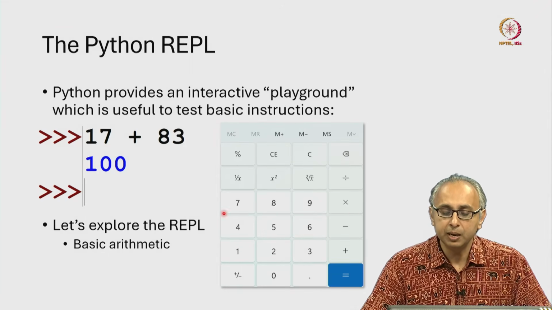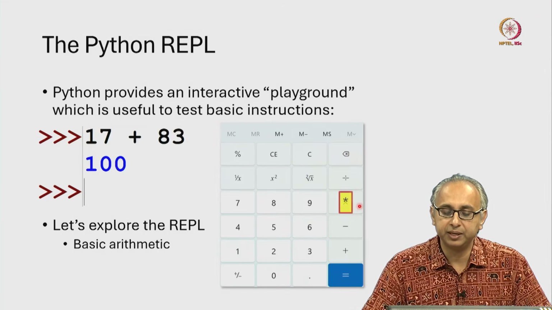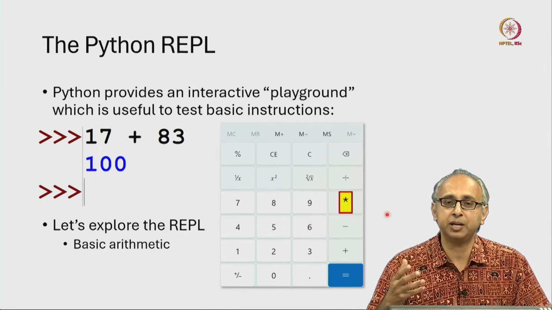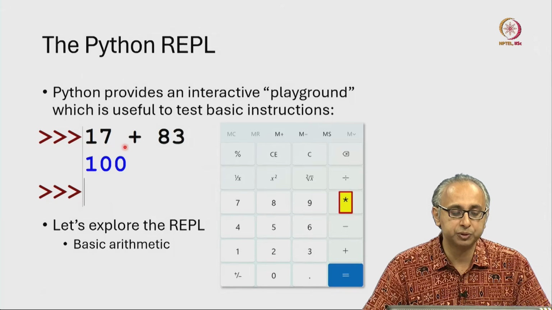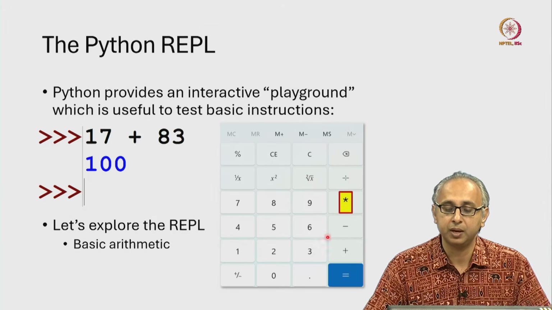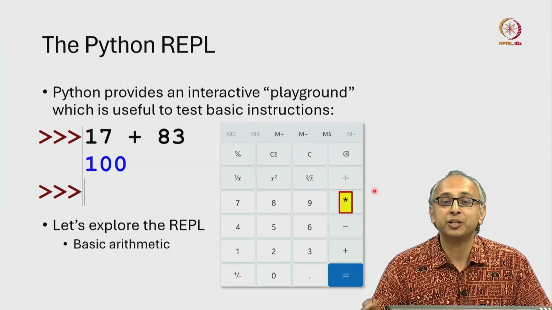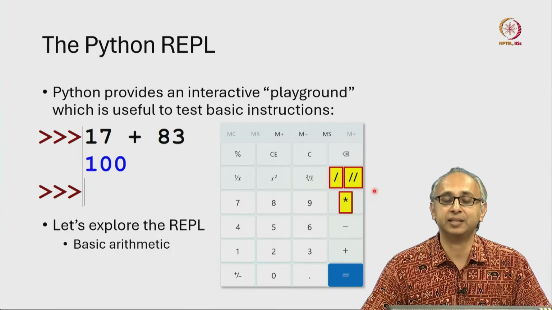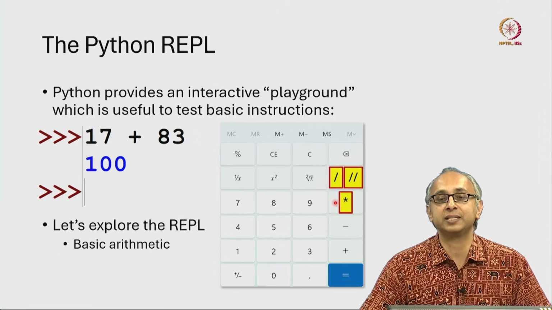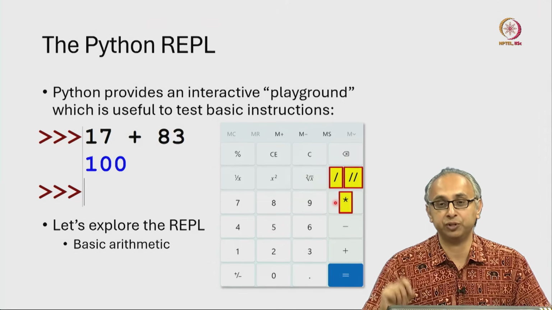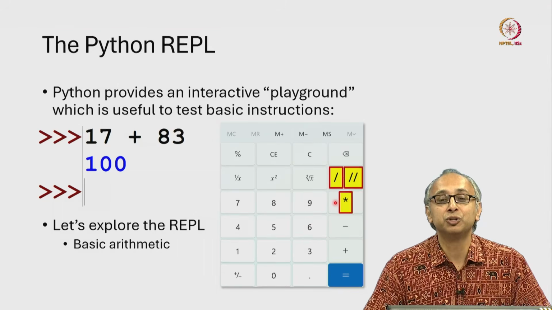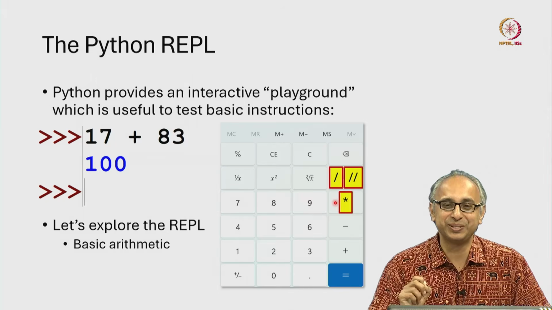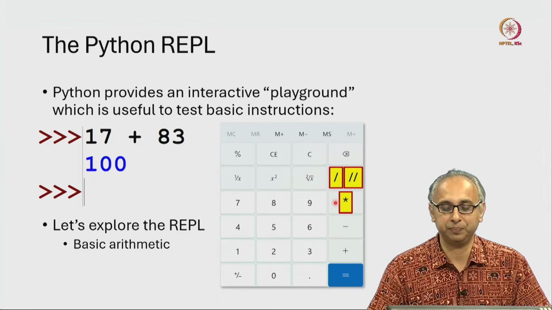Okay. But multiplication in Python is represented using the asterisk symbol. So if we want to multiply 17 and 83, we would use an asterisk in between. For division, it turns out that there are two types of division, and we will explore these in the next slides. A single forward slash is called true division. And even though it's called true division, we will see there are sometimes some peculiarities associated with true division.